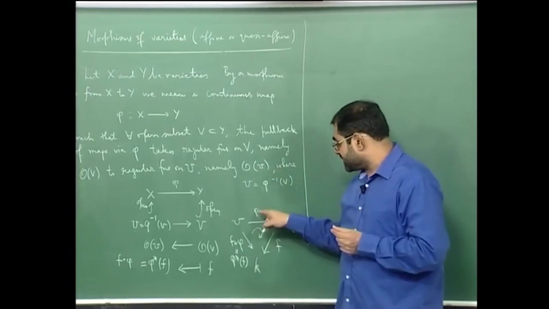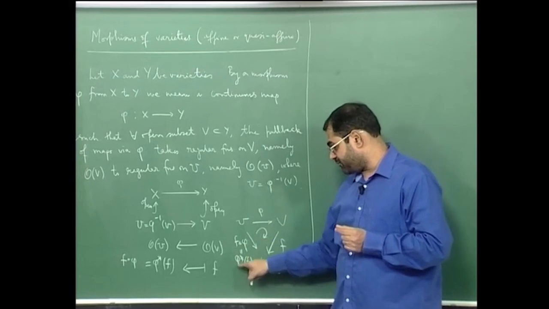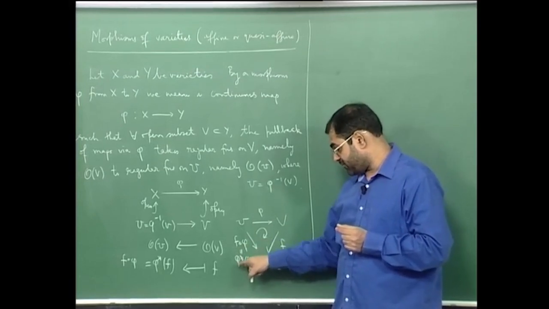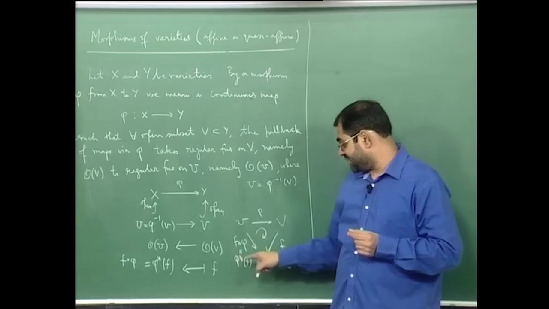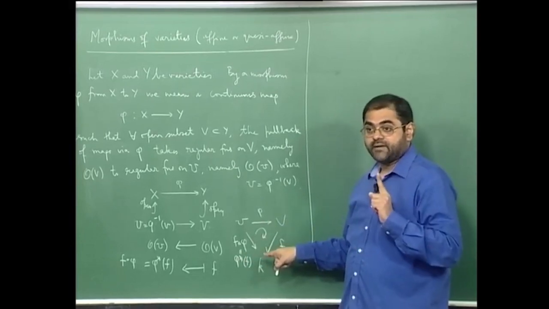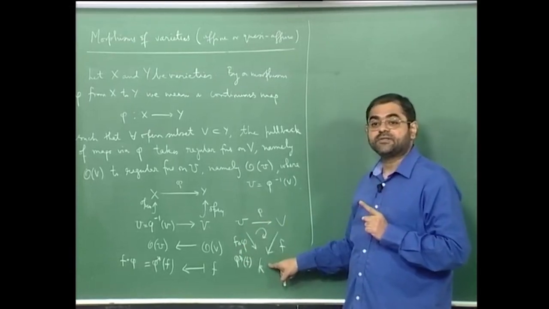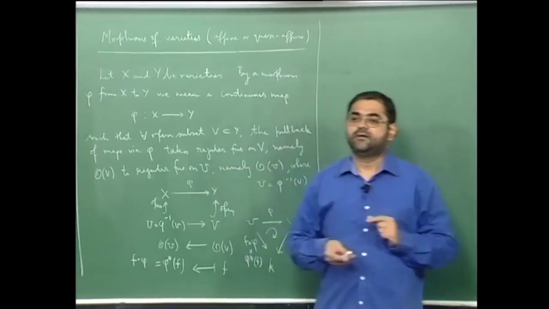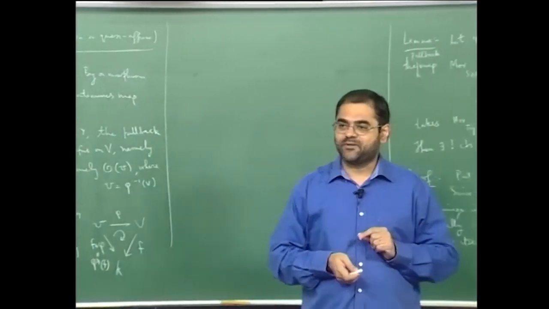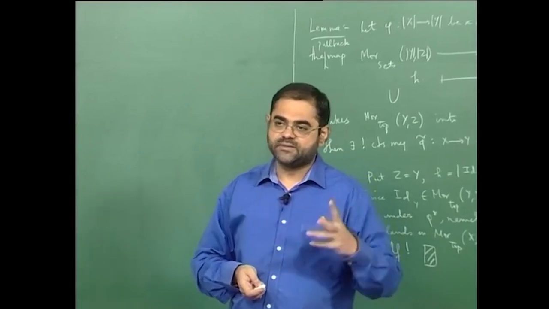Okay, so since phi is continuous and F is continuous, it is very clear that F circle phi, which is the pullback of F by phi, also written phi upper star F, is continuous. But our requirement is that it is not just a continuous map from U to K for the Zariski topology, it should actually be a regular function from U to K. That is the requirement. So that is what has to be singled out.